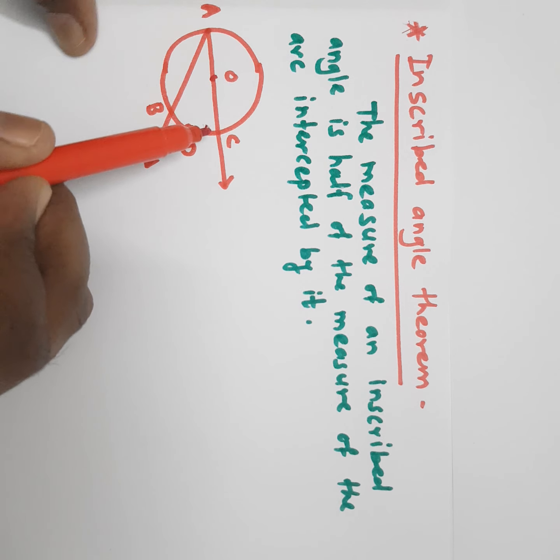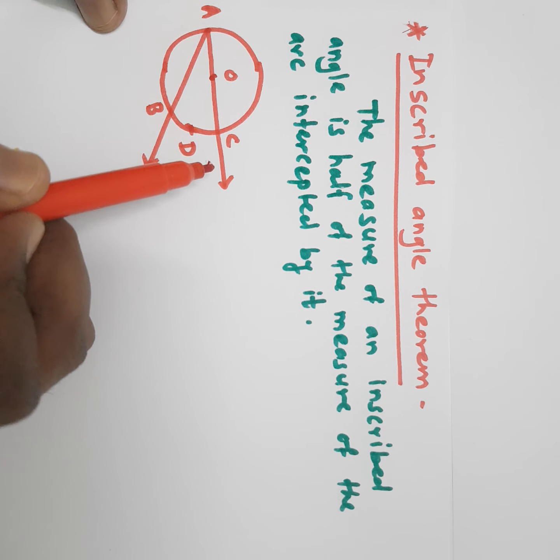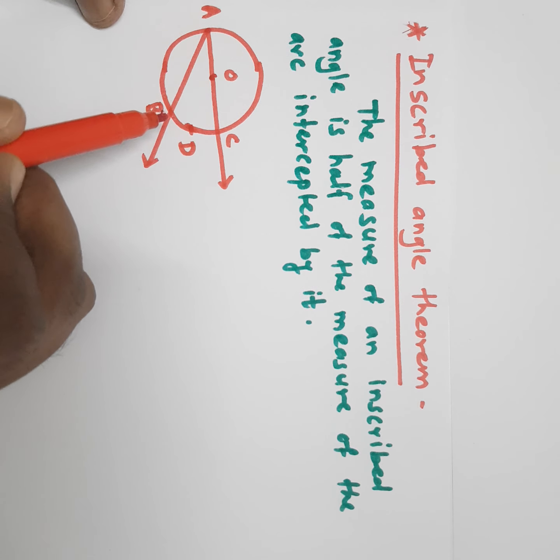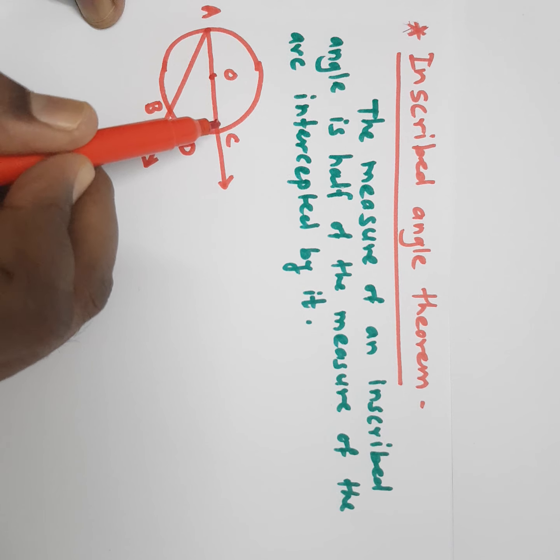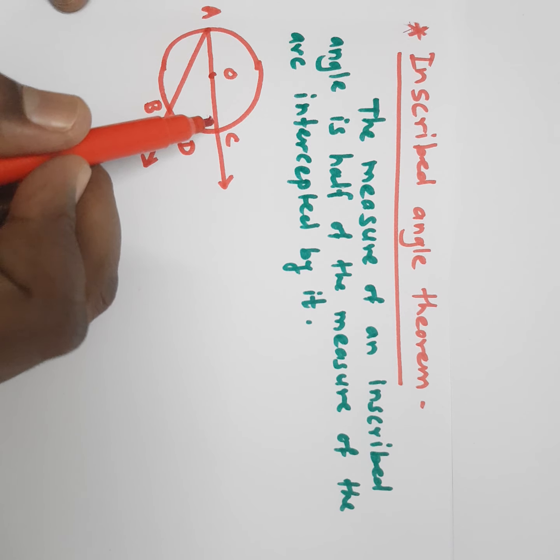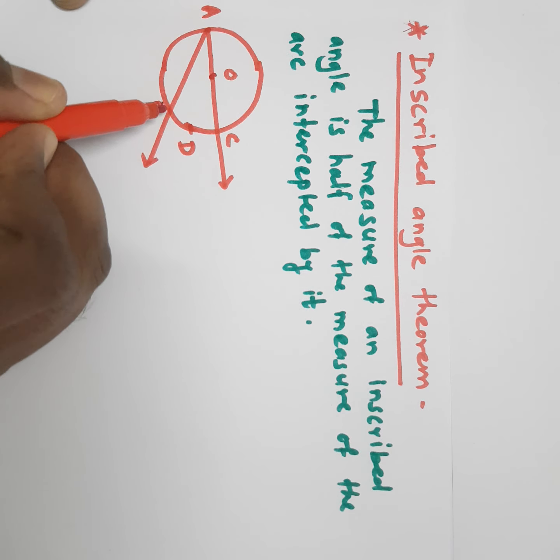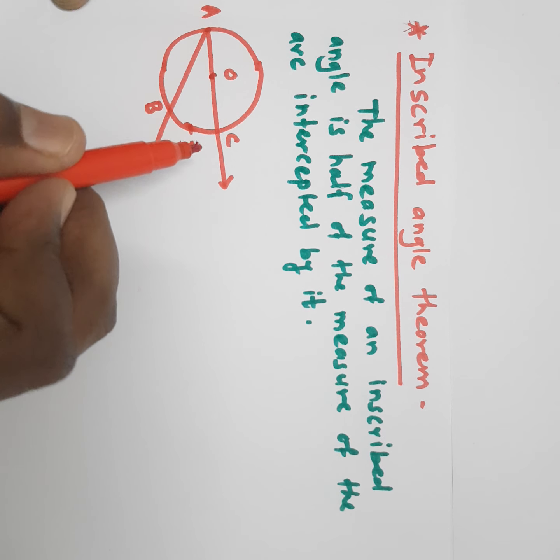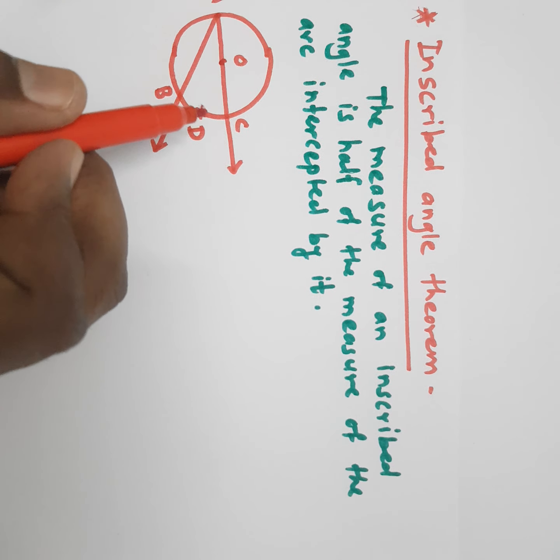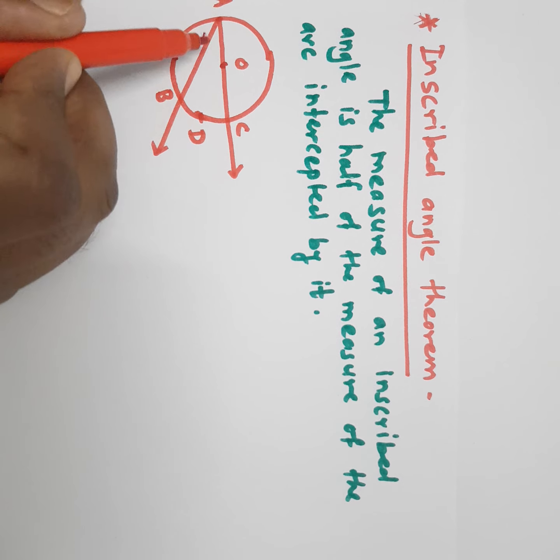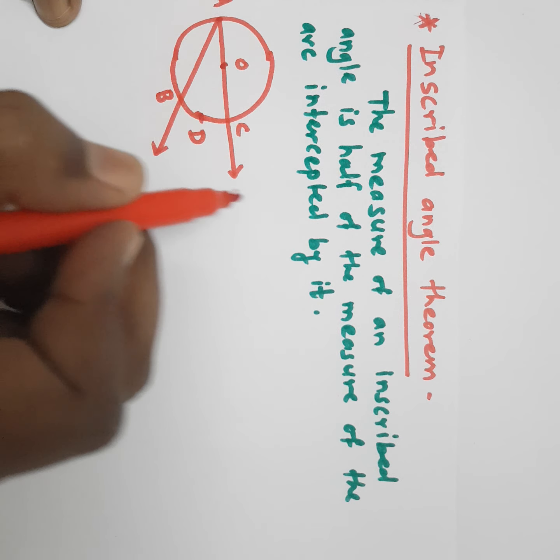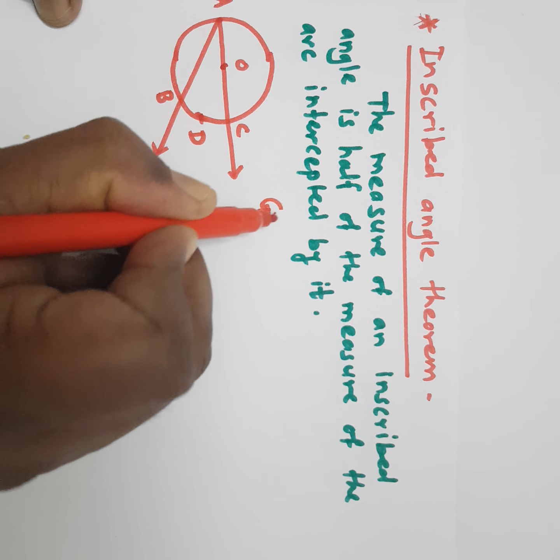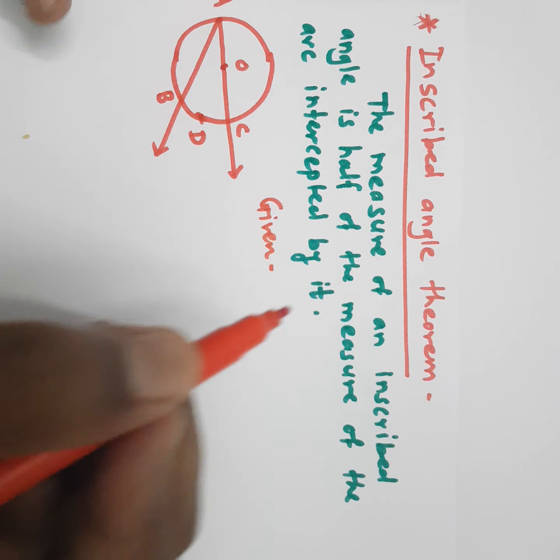See here, angle BAC is an inscribed angle in arc BAC. We have seen the definition of inscribed angle, and arc BDC is intercepted by it. Now we have to show that the measure of this angle BAC is half of the measure of the arc BDC. First we will write the given statement here.